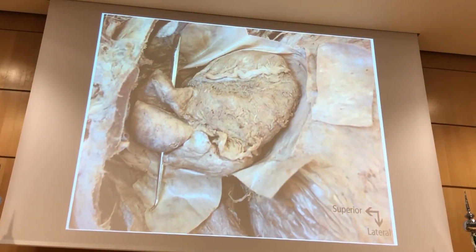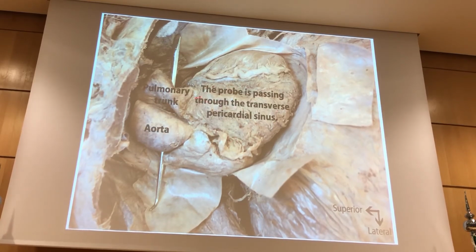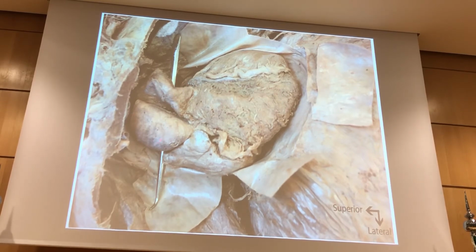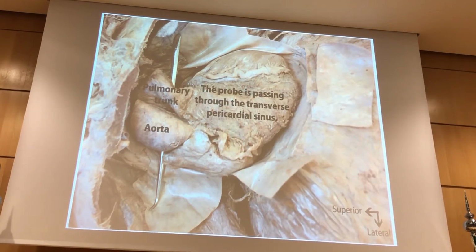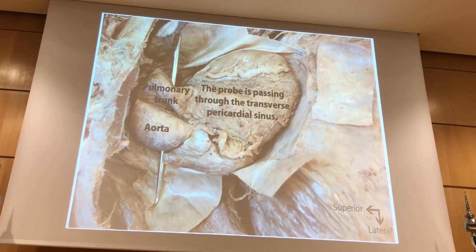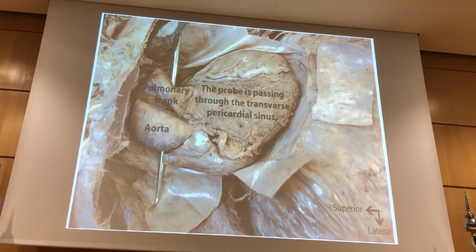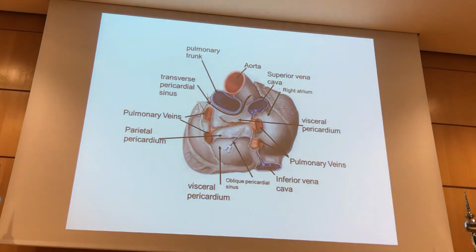The visceral pericardium covering the heart, once it reaches the blood vessels entering and leaving the heart, is going to wrap the aorta and pulmonary trunk in one compartment and the venous side in a different compartment, leaving a space. In that space, you can insert your finger or a probe. This is called the transverse pericardial sinus. Now, there is another sinus, which is the oblique pericardial sinus.